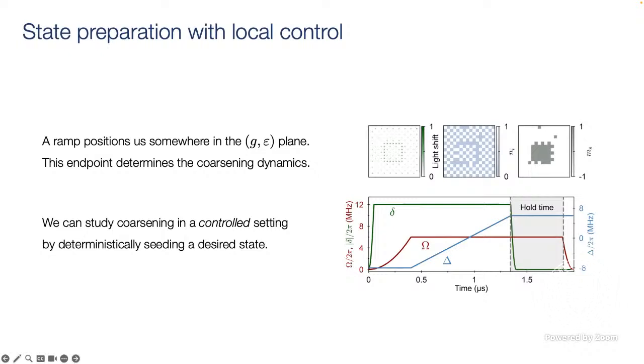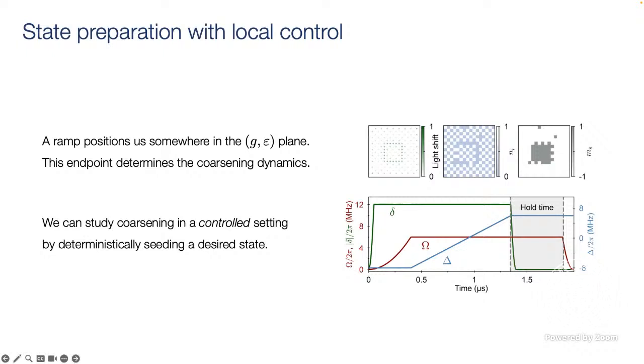Now, as I showed before, the 5 scenarios of coarsening correspond to essentially different points where you end up in this G epsilon plane. So you have a ramp, that ramp took you somewhere and positioned you somewhere in this parameter space of some tuning parameter G, some energy density epsilon. And once you've decided where you end up, the coarsening follows depending on that point. So instead of going through a ramp, where you fall out of equilibrium, which is rather violent and uncontrolled, you can actually study coarsening in a controlled setting by deterministically preparing a state with a certain energy density.